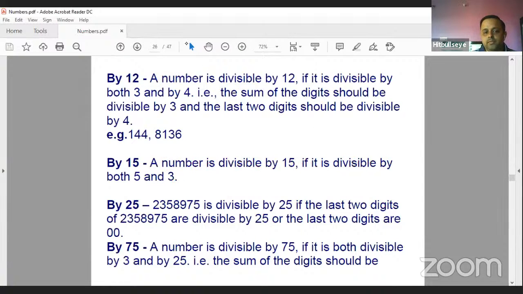Next, for 12, we have 3 and 4. If the number is divisible by 3 as well as by 4, the number will be divisible by 12 also. For 15, it will be 3 and 5. For 25, the last two digits should be divisible by 25, or they should be 0 also. And for 75, it is just the divisibility of 25 and 3. If the number is divisible by 25 and 3, it will be divisible by 75, since 75 can be factorized as 25 into 3, and 25 and 3 do not have anything in common.